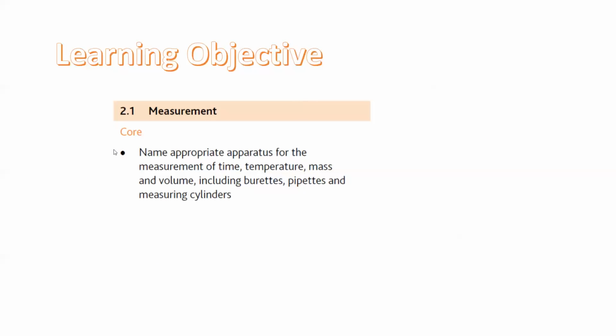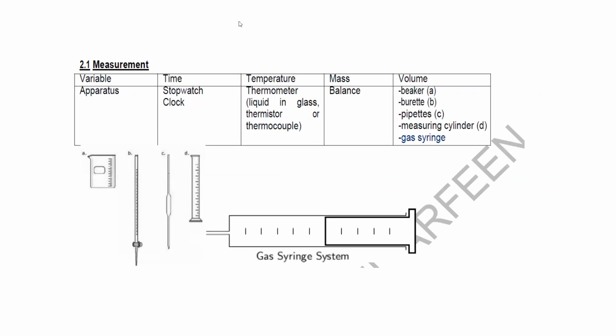The learning objective for 2.1, that is the measurement. You should be able to name the appropriate apparatus to measure the time, temperature, mass, volume, including burettes, pipettes, and measuring cylinders. As we discussed yesterday, it's a quick revision. For example, if you want to measure time, the apparatus we use is a stopwatch or a stop clock. If you want to measure temperature, we use a thermometer, and these are the types of thermometer. You don't have to learn them right now. You just have to understand that to measure the temperature, we can use a thermometer.